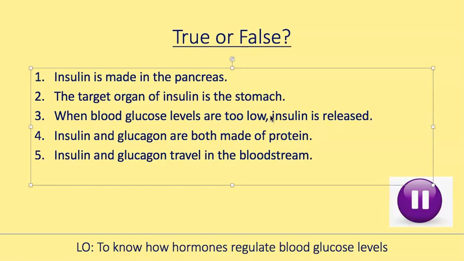Number 4, insulin and glucagon are both made of protein. That's absolutely true. And number 5, insulin and glucagon travel in the bloodstream. That is also true.